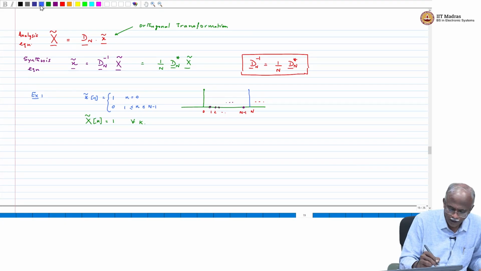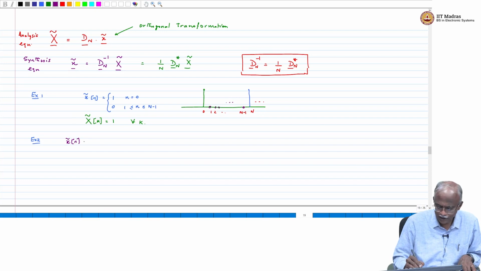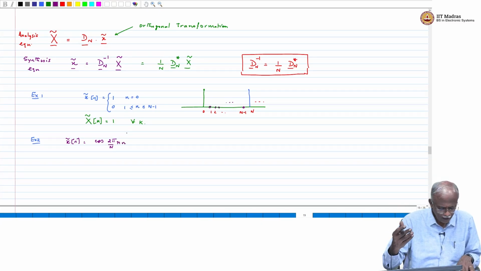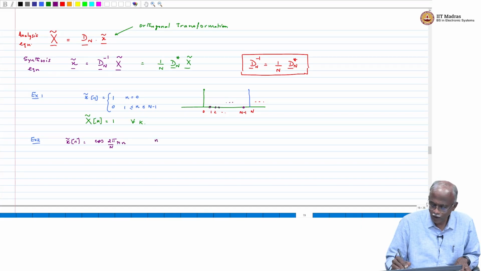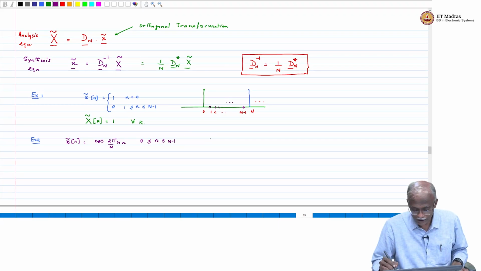Okay, now let's take a slightly more difficult example. Example number 2. We have a signal x tilde of n, which is given by cosine of 2 pi by N times r n. So basically it's the rth harmonic, and one period of that, n greater than or equal to 0, less than or equal to N minus 1. We need to find the corresponding Fourier series coefficients.